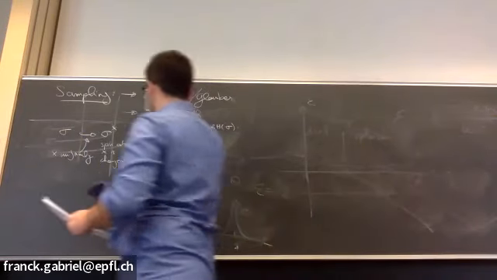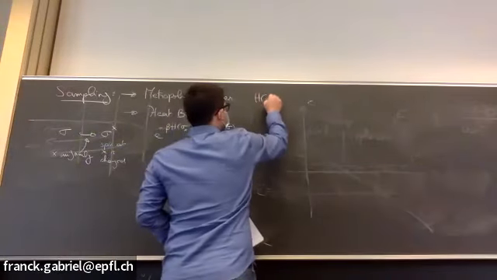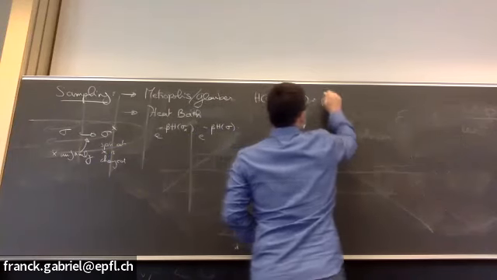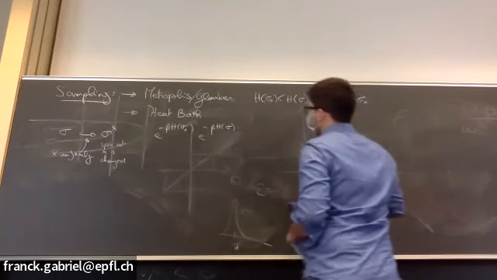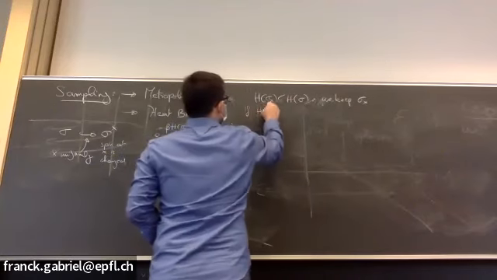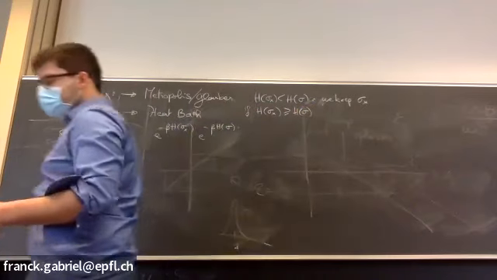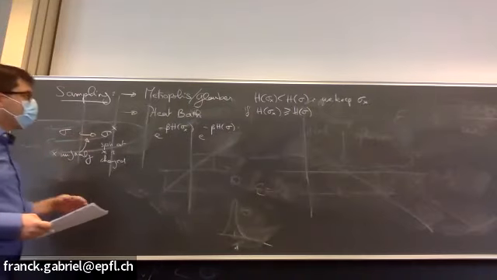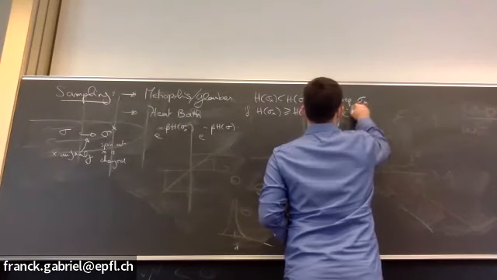So if the energy h of sigma x is lower than h of sigma, then we are going to change. Okay, so we keep sigma x. If h of sigma x is bigger than h of sigma, so if the energy actually increases, what we are going to do is flip, but with a certain probability.